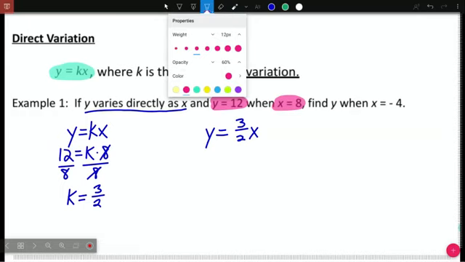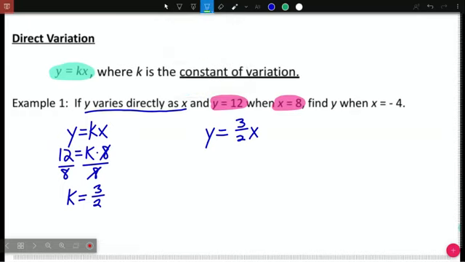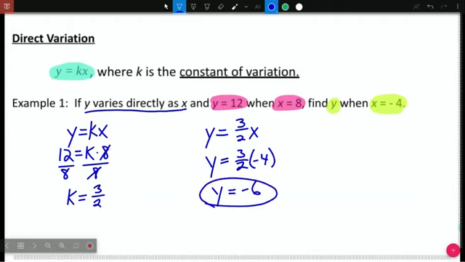If you remember back to our original problem, we were told that x was negative 4, and we were trying to figure out what y is. So now that we have this equation, and now that we know what k is, all we need to do is input negative 4 for x, and we can simplify that to get y. So when we multiply that, 3/2 times negative 4, we're going to get negative 6 for our y value, and that is our answer.